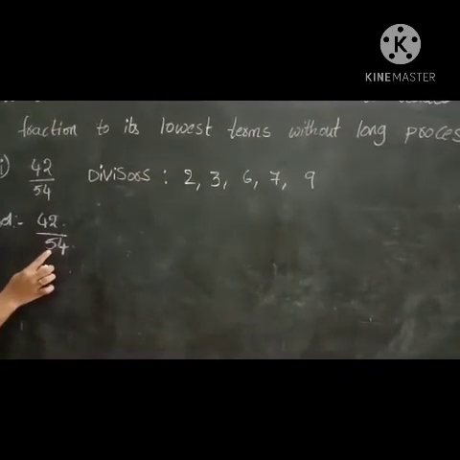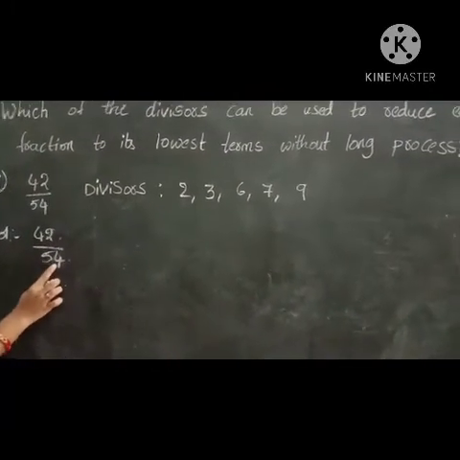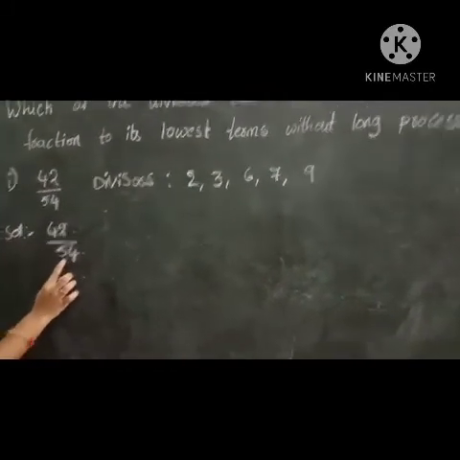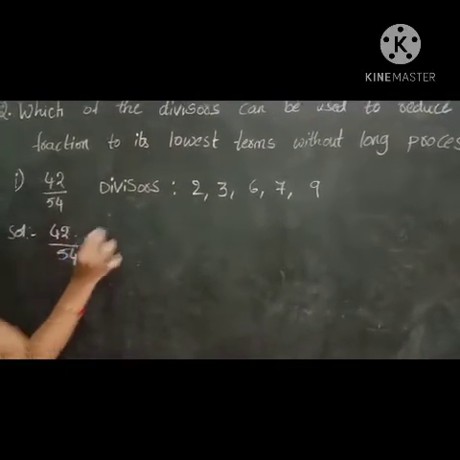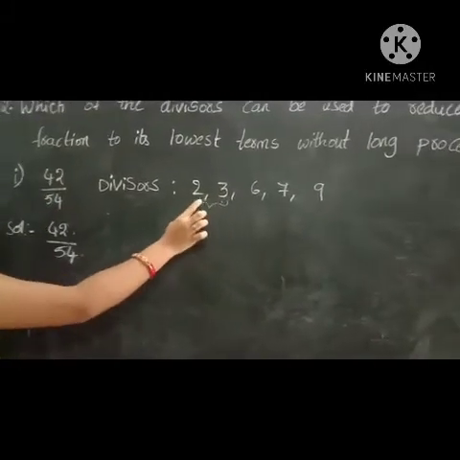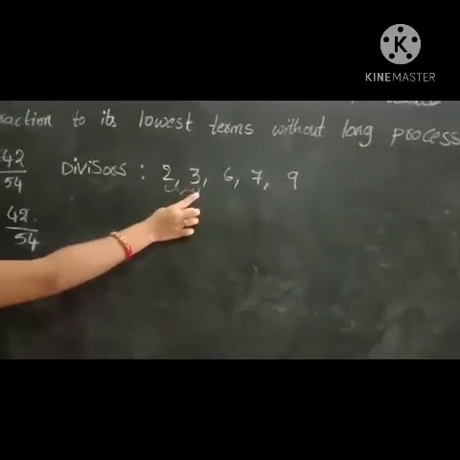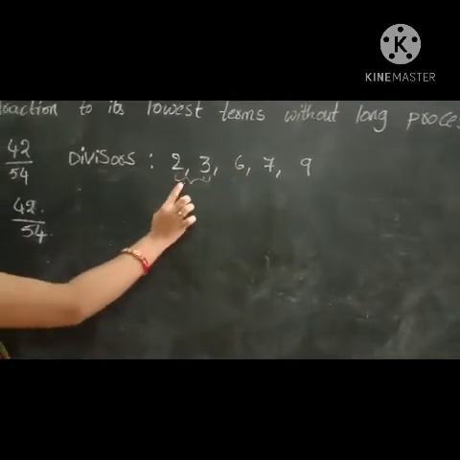And again, see this 54. Add these two numbers, 5 plus 4. What is the number? 9 we will get. 9 is also divisible by 3. Here, see, these two numbers are divisible by 2 and 3. If a number is divisible by 2 and 3, that number is divisible by 6 also, no? We have to take the highest, biggest number.